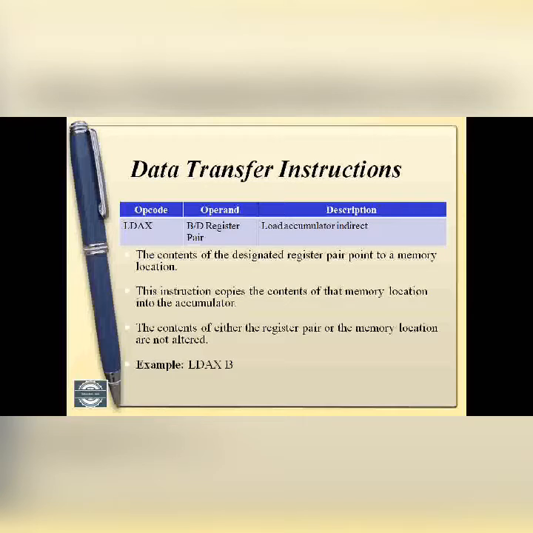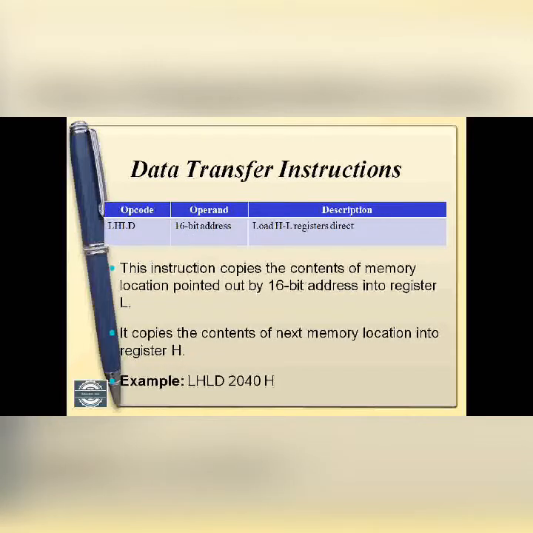Next one coming is LDAX. LDAX means load accumulator indirect. Load accumulator indirect means the data is loaded from the address held in a register pair into the accumulator. I think it is clear now. If it is LDA, then it is directly addressed, load accumulator direct. The X is our indirect.